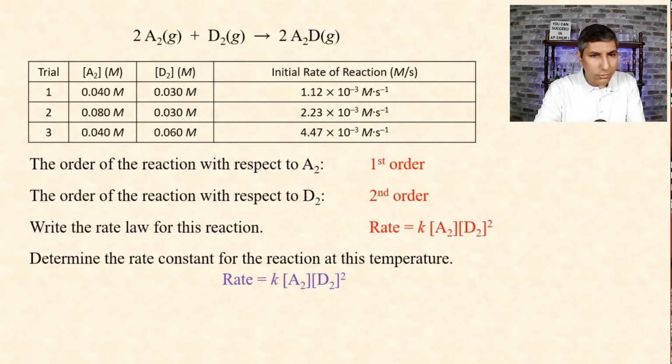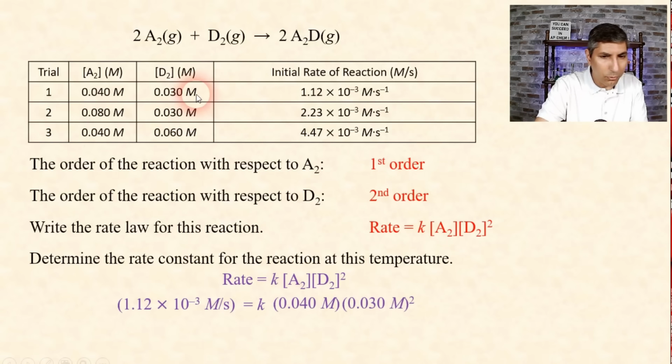So in the first trial, the rate is 1.12 times 10 to the negative third molarity per second. Always conserve those units because the rate constant has to have proper units. Now K, the rate constant, is what we're trying to solve for. The A2 concentration in trial 1 is 0.040 molar, and the D2 concentration there is 0.030 molar, and that's got to be squared because it's raised to the second power.